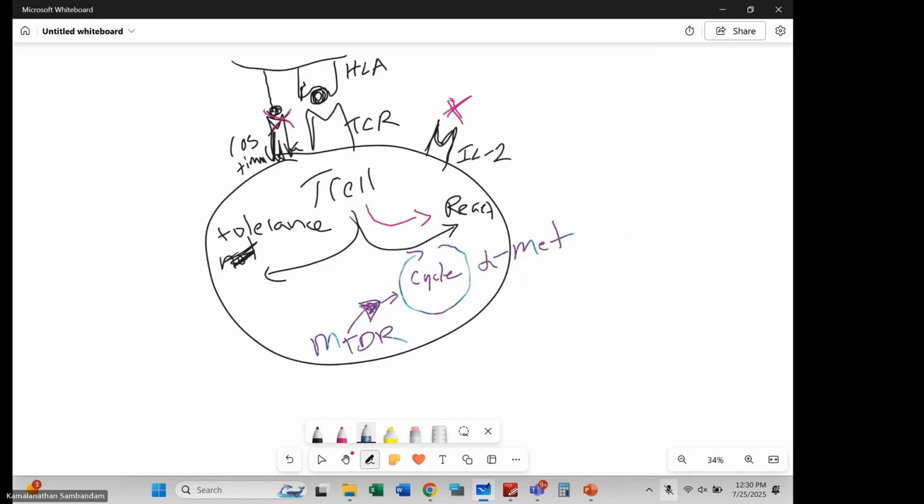mTOR inhibitors are basically, in broad strokes, saying don't multiply, go silent, because you're in a state of nutritional deficiency. That's the broad strokes of transplant immunology, the tools that we use. The calcineurin inhibitor, which I haven't put here, I've run out of room, is part of the pathway of reactivity. Let's just move to a different spot.